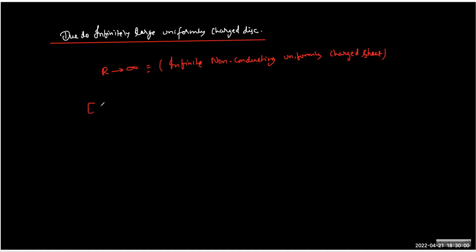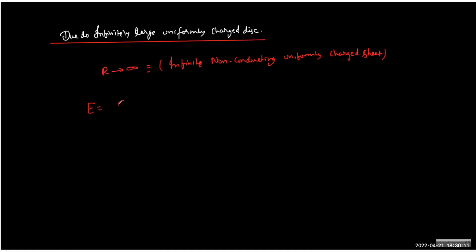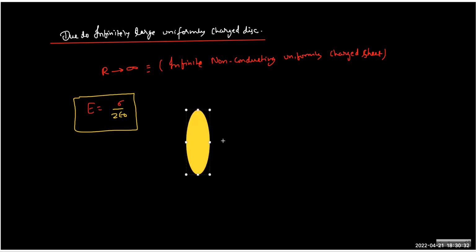So the formula says that if you look carefully, if you make R to be infinity, the second term will be again 0. So sigma by 2 epsilon. Yeah, so it's the same answer, isn't it? So it says something: if you are very close to a finite disk, then the disk will appear as infinite only, isn't it? So that is the idea.